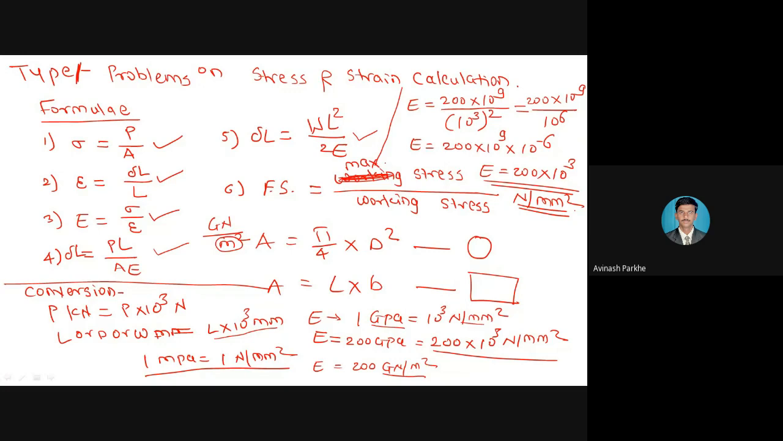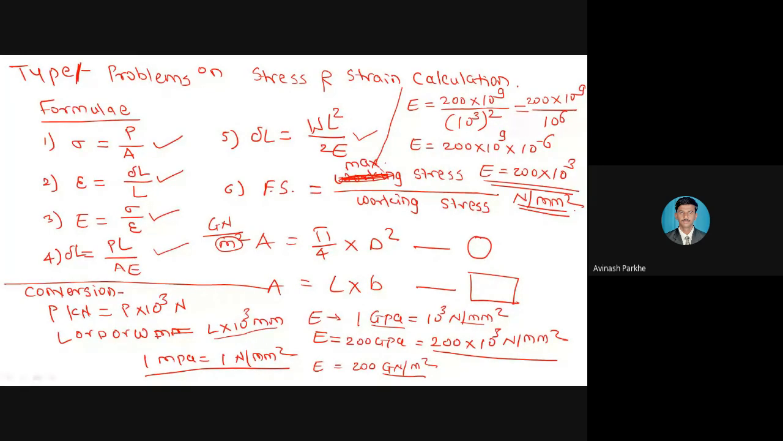But the important point is that Young's modulus, if it is given in Newton per mm square, we have to take that Young's modulus as it is in the calculation. Only if it is given in gigapascal, we have to multiply by 10 raised to 3 and convert it into Newton per mm square. For example, if 210 gigapascal is given, immediately 210 into 10 raised to 3 Newton per mm square. 200 gigapascal, again we take 200 into 10 raised to 3 Newton per mm square.